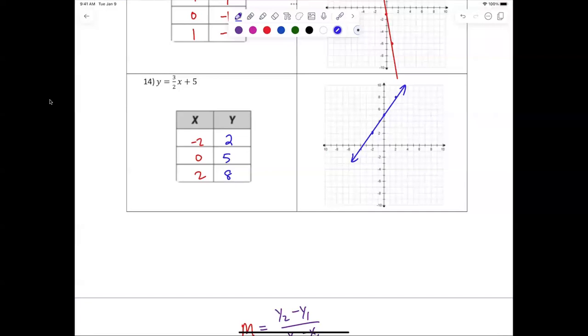So everybody go to Y1. Everybody hit Y equals. And now type in 3/2 x plus 5. Everybody with me on that? 3/2 x plus 5. If you forget where the fraction is, it's alpha x, or you can just hit 3 divided by 2.